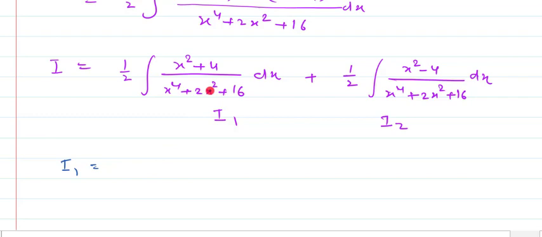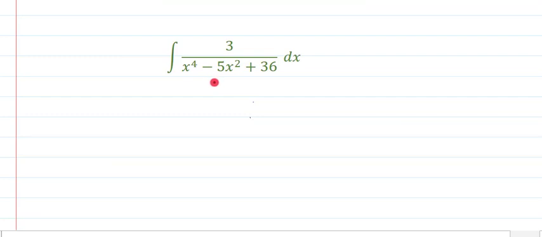Okay, and you know very well what to do in I1. Simplify I1, then take I2, simplify it, and ultimately put it into I. That will be your final answer. The next problem on your screen, I would like to suggest that you pause the video and try to do this question yourself first. If you are not able to do it, then watch the video.